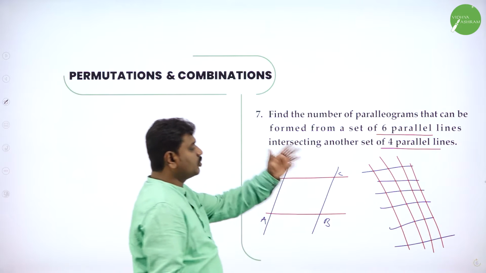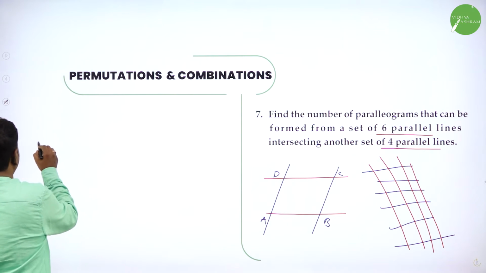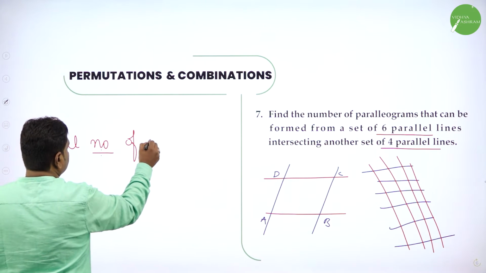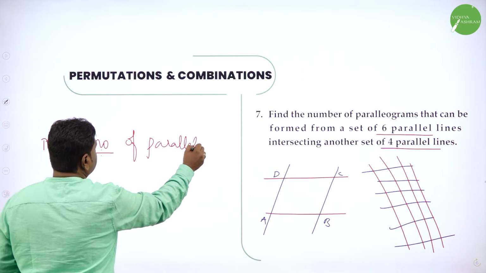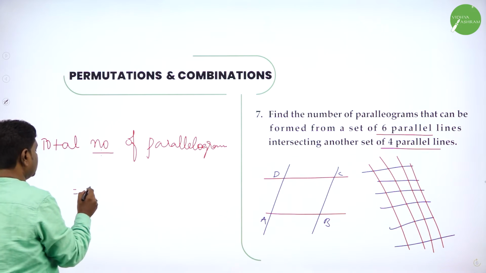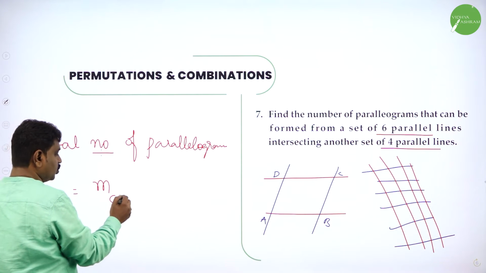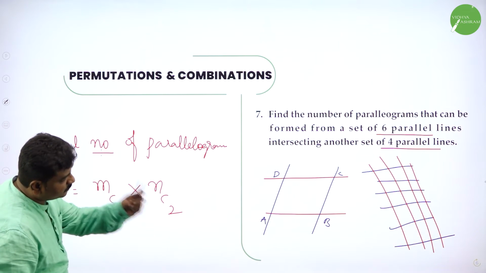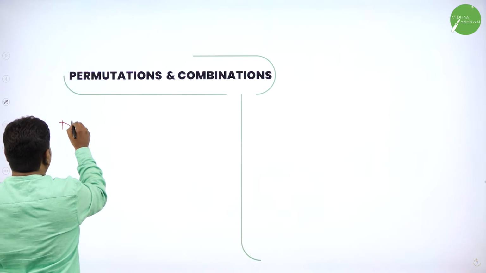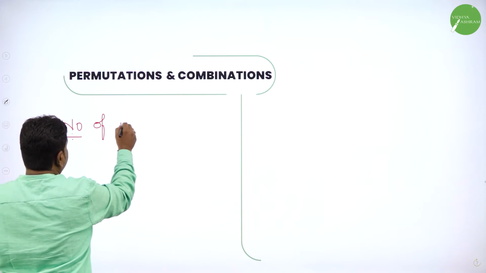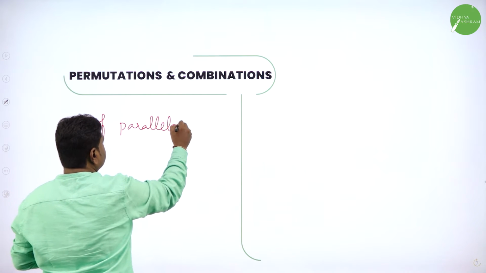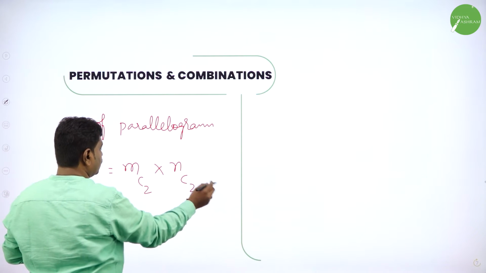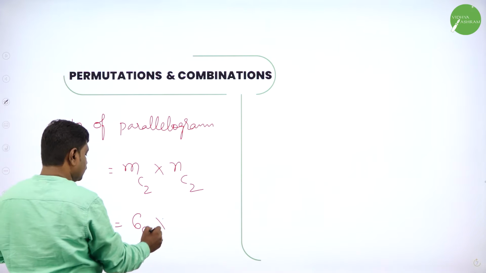So what is this? From this how many can you form? So the total number of parallelograms. 2 sets are there. So what are the 2 sets? M and N. MC2, from the first set combine 2, from the second set combine 2. MC2 into NC2. The first set is 6, the second set is 4. So the number of parallelograms is MC2 into NC2. M is 6, so 6C2 into 4C2.